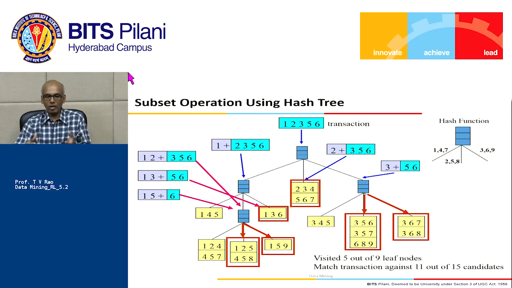So thereby we are improving the efficiency and doing a lesser number of operations before we identify the support and look for the frequent item sets. All these are candidate item sets, and only after we find the support, by comparing them with the transactions, will we know whether they have the minimum support to become a frequent item set.